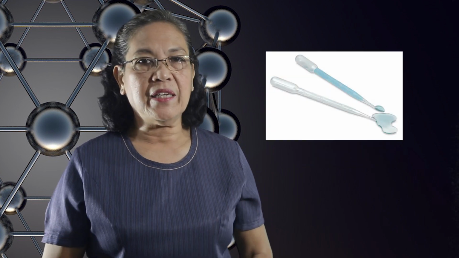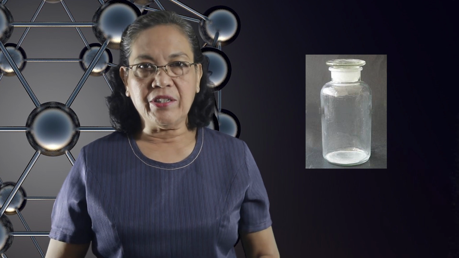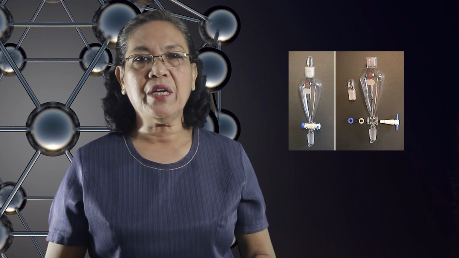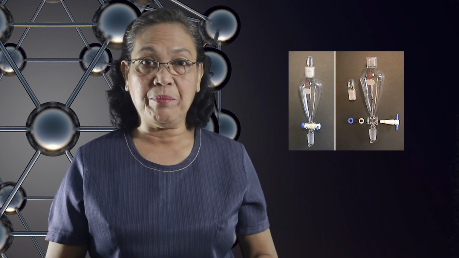The third is the pipette. This is also an apparatus which is commonly used in the analytical chemistry laboratory, used to dispense very small amounts of liquid. Number 4 is the reagent bottle, and this is a container for reagents or some chemicals. Number 5 is the separatory funnel, and this is used to separate two or more substances which are immiscible.